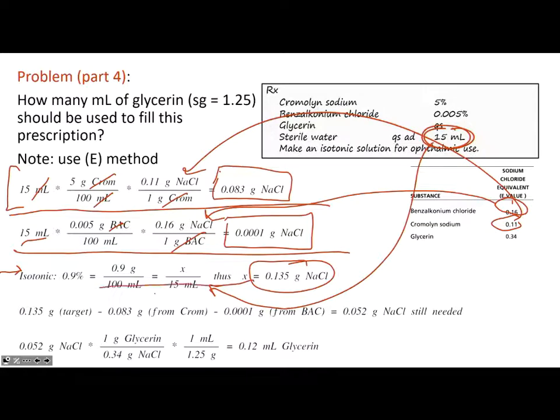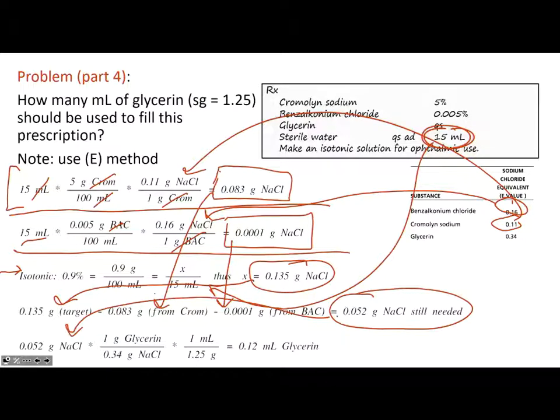So from that target, let's subtract each ingredient. From the total that I want, let's subtract the chromalin sodium, which we calculated to be 0.083, and also subtract the amount from the benzalkonium chloride. So from 0.135, I subtract 0.083 and 0.0001 grams, and what's left is the amount of sodium chloride I still need. That's all the same up to this point, kinda, with the two ingredients. Everyone okay? Fine. This is important given our experience with specific gravity. It was kind of cool because here's the deal. That's the amount of sodium chloride I need.